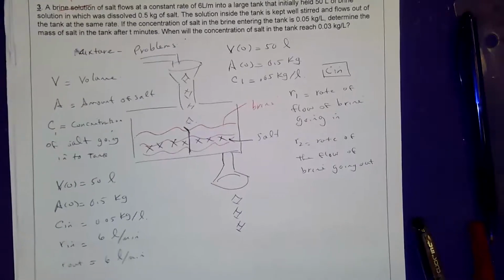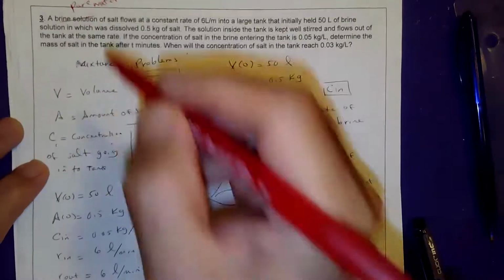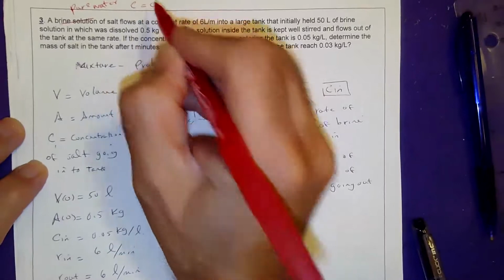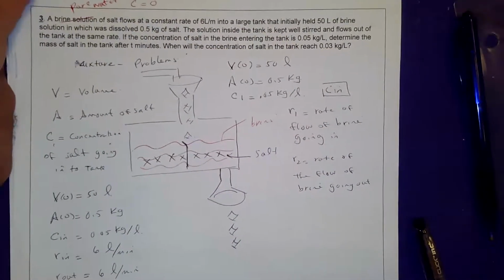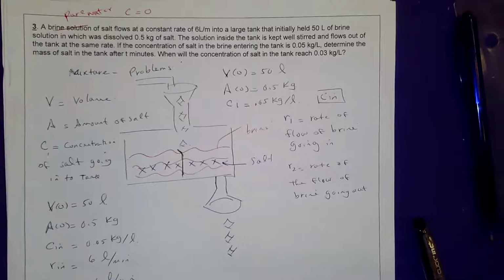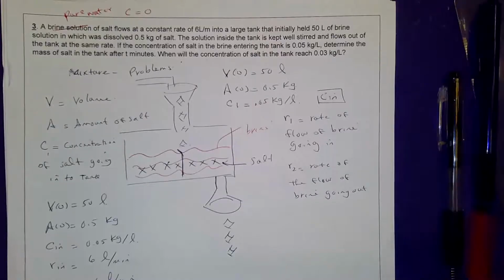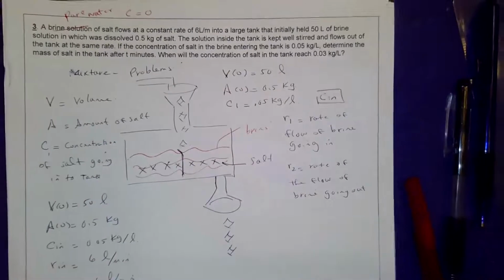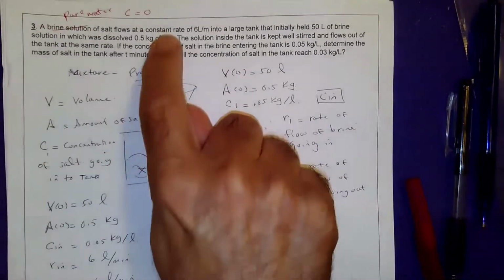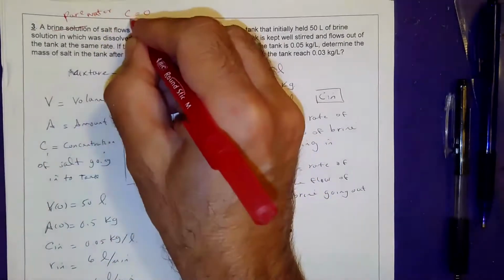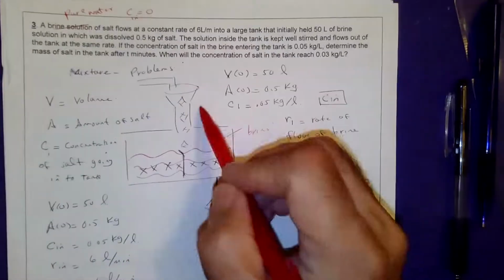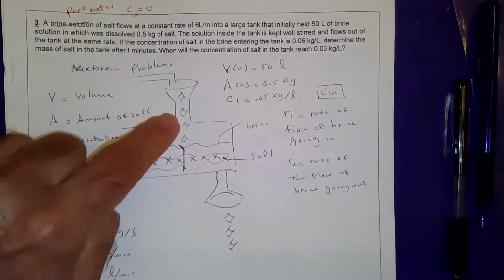Concentration decreases over time. Concentration of water is 0. Water has no concentration, it's pure. There are no other chemicals added to the water. Supposedly water is pure. So that means C in would be 0 if you pour pure water into the tank. That would be the difference.